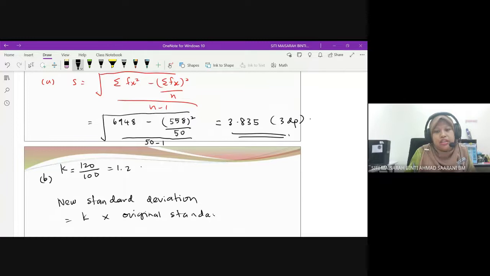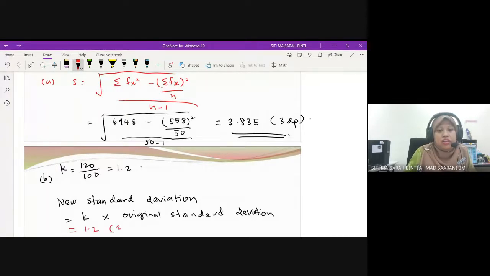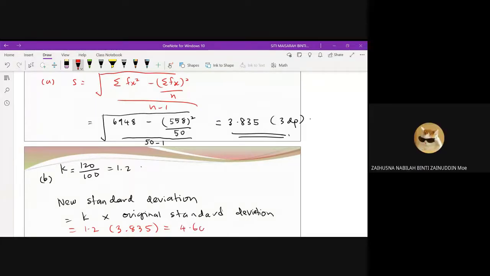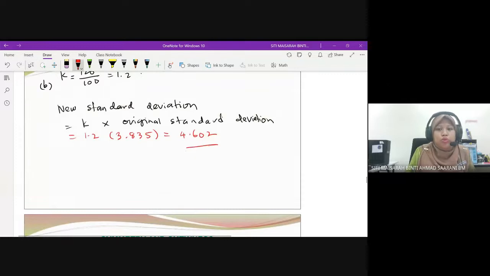So that means K is 1.2 multiplied by 3.835. So then you get what? Calculate, multiply it. 4.602. Okay, so the new standard deviation is 4.602. Okay, remember, if it is addition or subtraction, the standard deviation and variance do not change. If it is multiplication, then it changes.